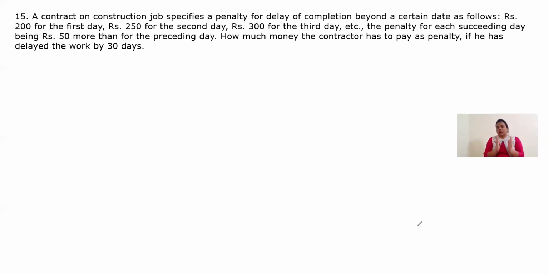Means what? A contractor has taken the contract to construct anything. Suppose, let's say a building, and let's suppose that the contractor said that I will complete the work in 6 months, but he was not able to do it. So after 6 months, suppose his date finishes on 30th October.